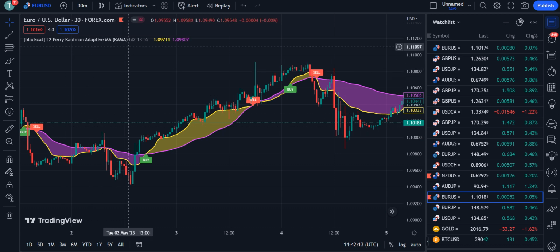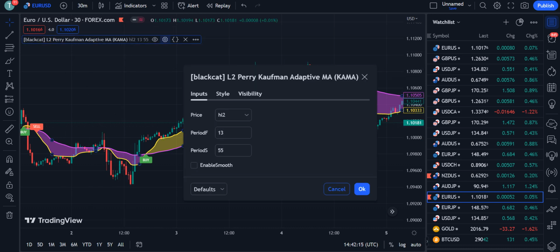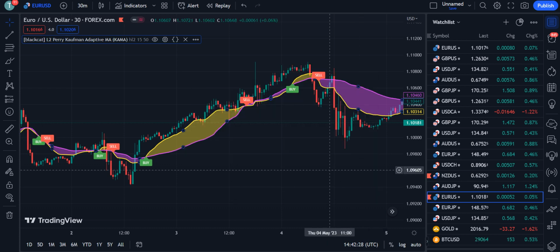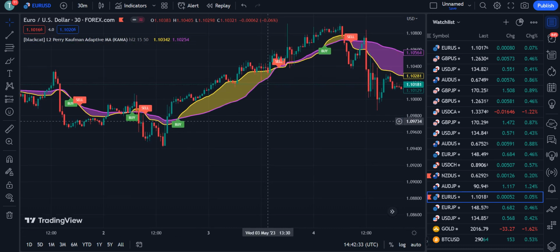Now you will go into the settings tab. For doing a few adjustments, you have to change its period F from 13 to 15, and you have to change its period S from 55 to 50, and simply click on OK. We are not going to change any other option here. The rest of the things are perfectly all right.